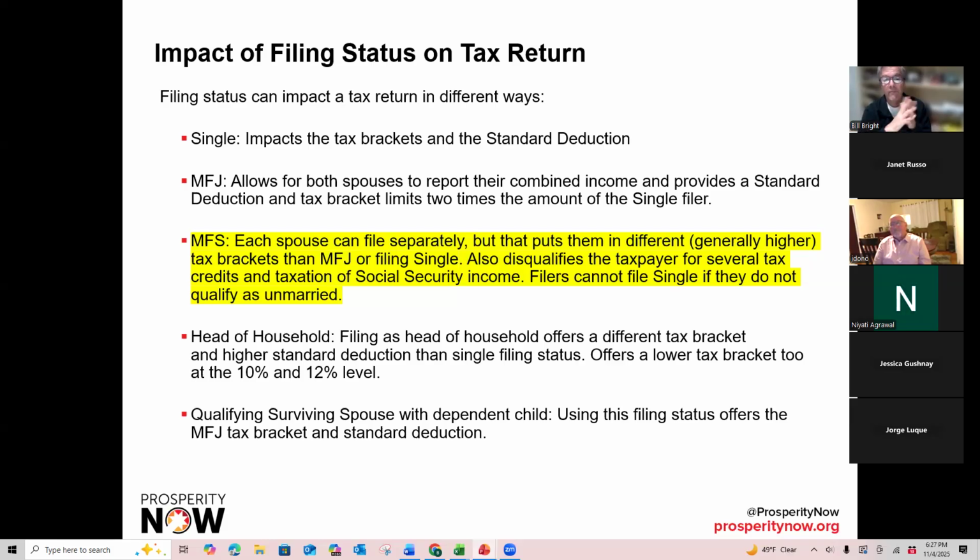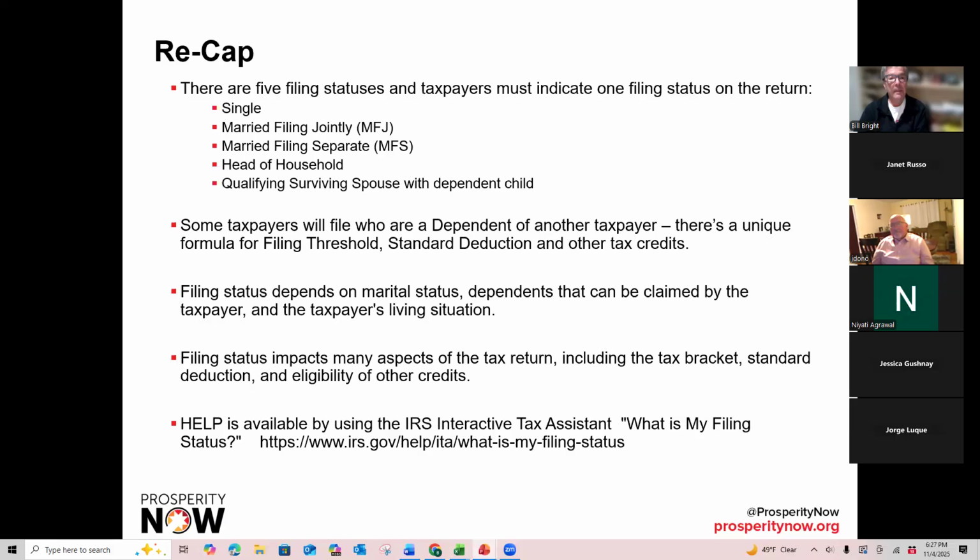For head of household, filing as head of household offers a different tax bracket and a higher standard deduction than filing single. Again, a lower tax bracket at the 10 and 12% level. Qualifying surviving spouse with dependent child: this filing status gets the MFJ tax bracket and standard deduction for 2 years after the spouse has passed. So, recapping on filing status and dependents, there are five filing statuses: single, MFJ, MFS, head of household, and qualifying surviving spouse with dependent child.